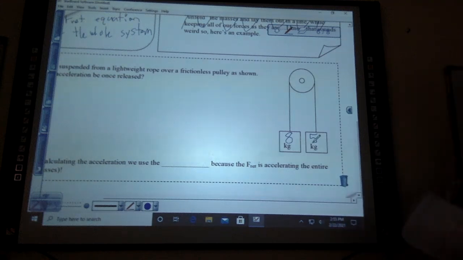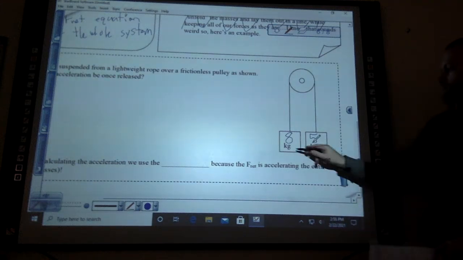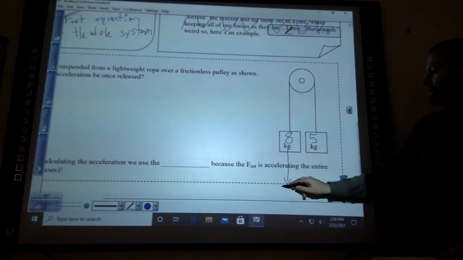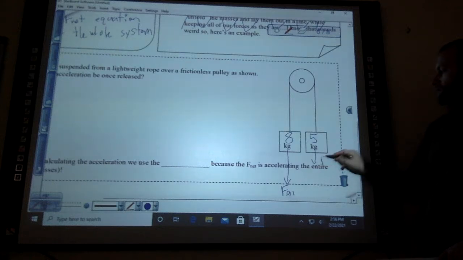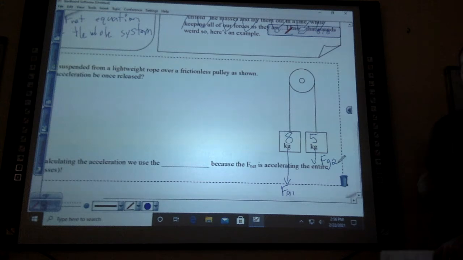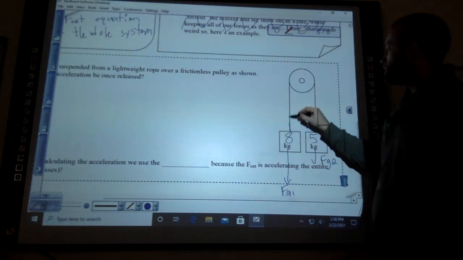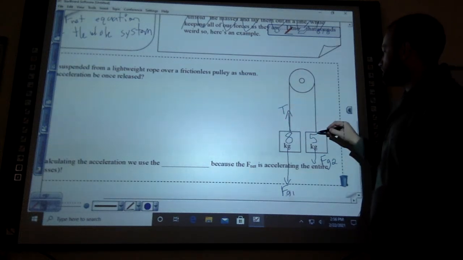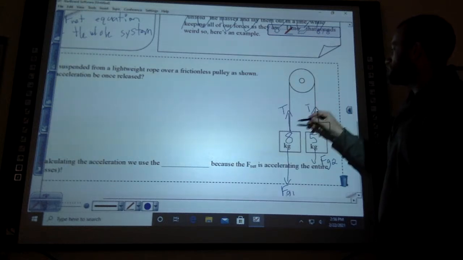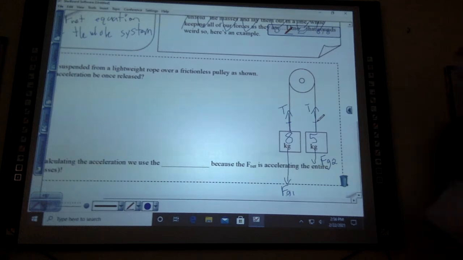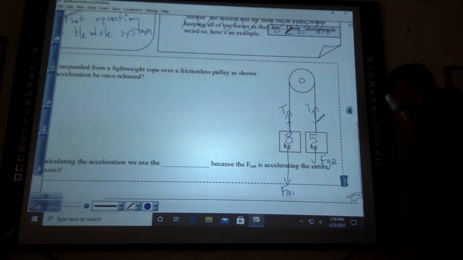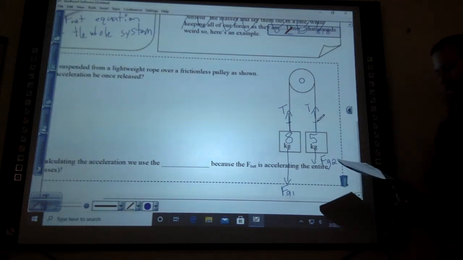So we'll start off by drawing the forces on this. We'll say this is FG1 and this is FG2. Notice I said that FG1 is bigger because it's a larger mass. The two tensions are going to be the same. You don't have to put the lines here to say they're the same. We're going to assume that. Tension's always the same on the same rope. And then let's go about solving it.